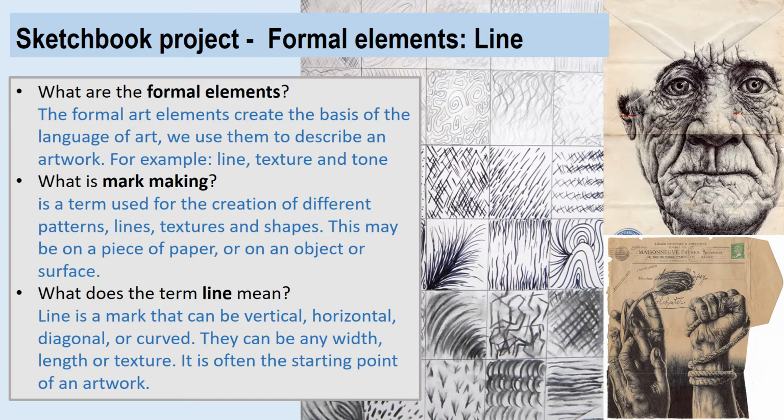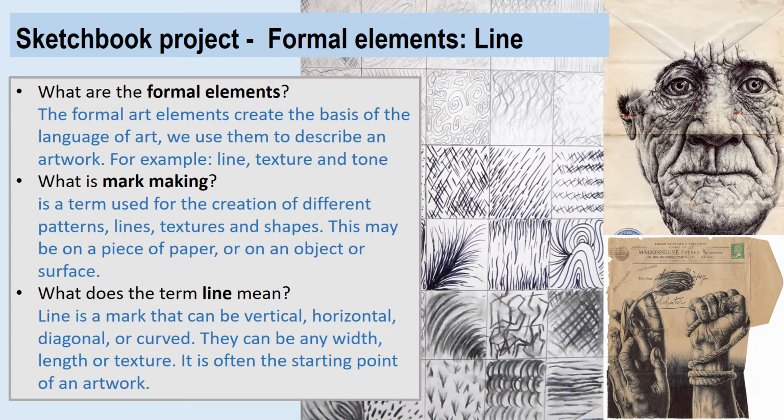The formal elements create the basis of the language of art. We use them to talk about, write and describe an artwork, for example, line, texture and tone. What is mark making? This is a term used for the creation of different patterns, lines, textures and shapes. Mark making could be on a piece of paper or on an object or a surface.